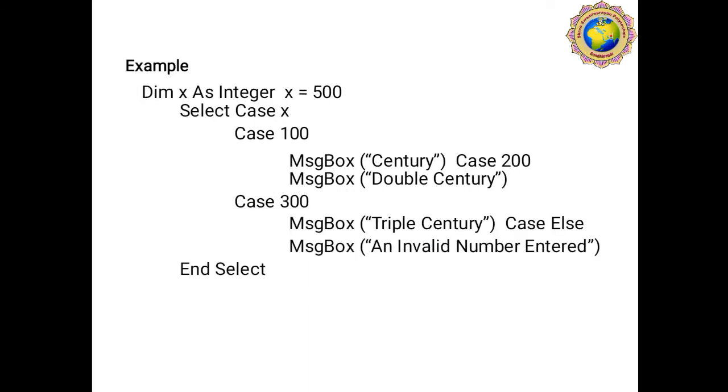So first, declare a variable with its data type. Here declare a variable x using the dim keyword, data type integer, then give a value x is equal to 500. Then select case x, which is nothing but a variable expression, then case 100, message box century, case 200, then message box double century.